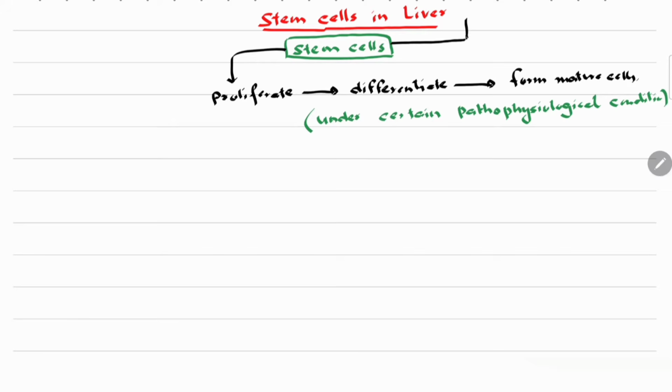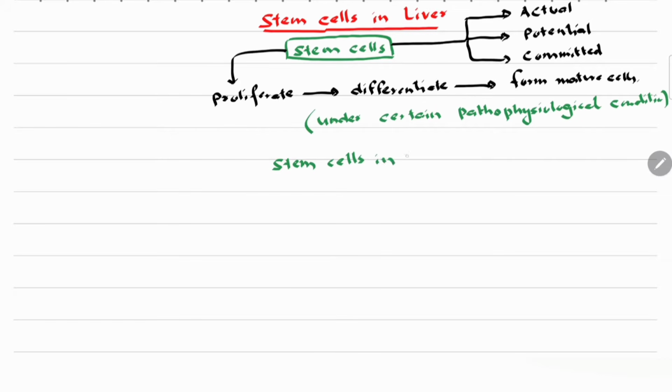The stem cells are of three types. One is actual stem cells. It is based on regenerative capacity and the lineages. Actual stem cells are the true stem cells. And another is potential stem cells. These cells also have a good regenerative capacity. And the last one, that is committed stem cells. Committed stem cells are those cells who are committed for particular cell lineage, like stem cells in the liver.